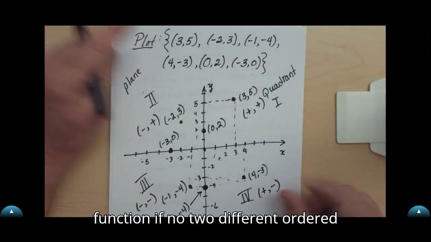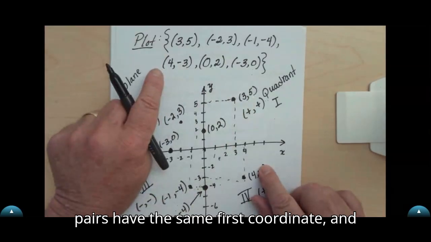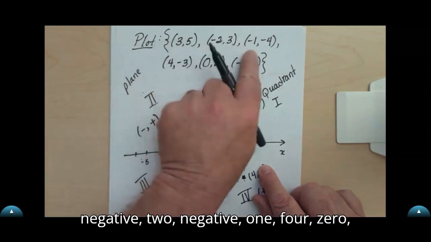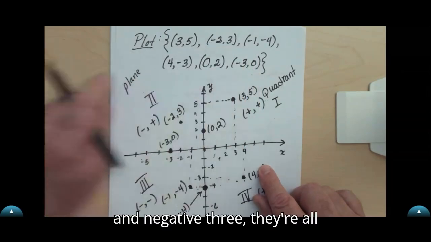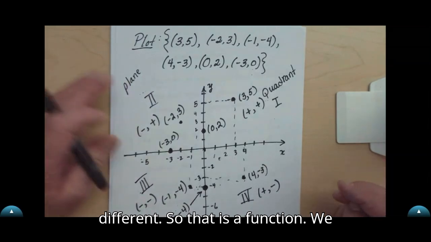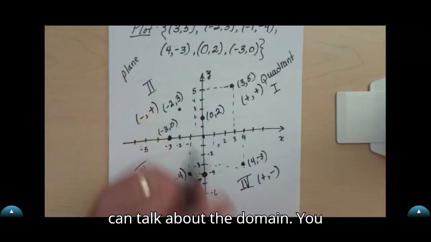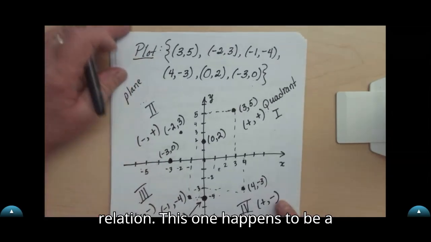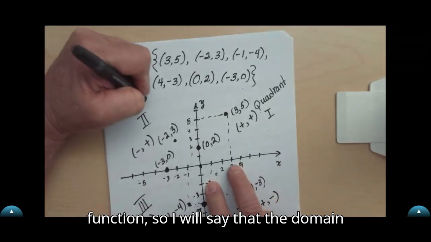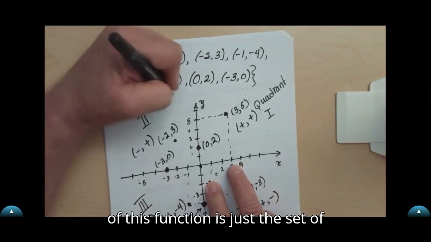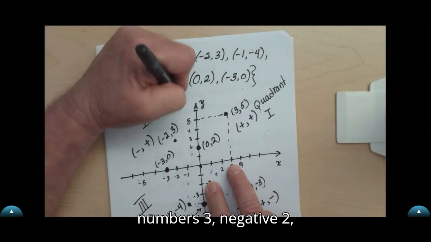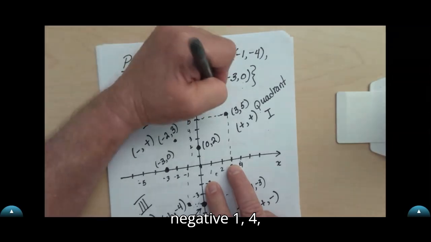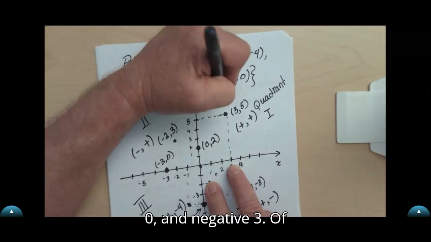Well, it's only a function if no 2 different ordered pairs have the same first coordinate. And I actually think all the first coordinates are different, right? 3, -2, -1, 4, 0, and -3. They're all different. So that is a function. We can talk about the domain. You can talk about the domain of any relation. This one happens to be a function, so I will say that the domain of this function is just the set of numbers 3, -2, -1, 4, 0, and -3.